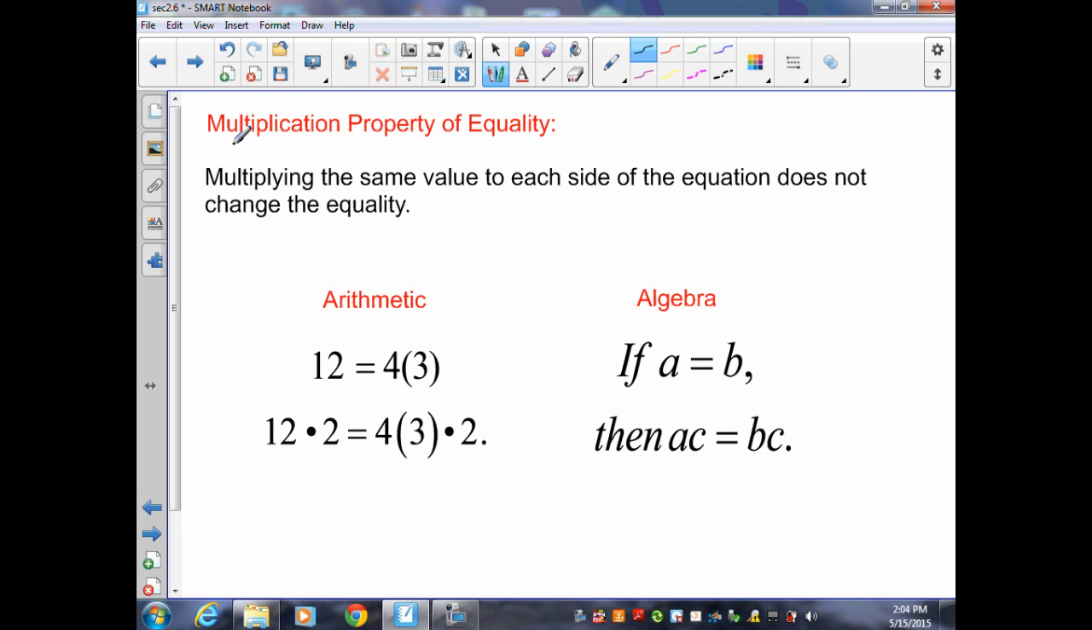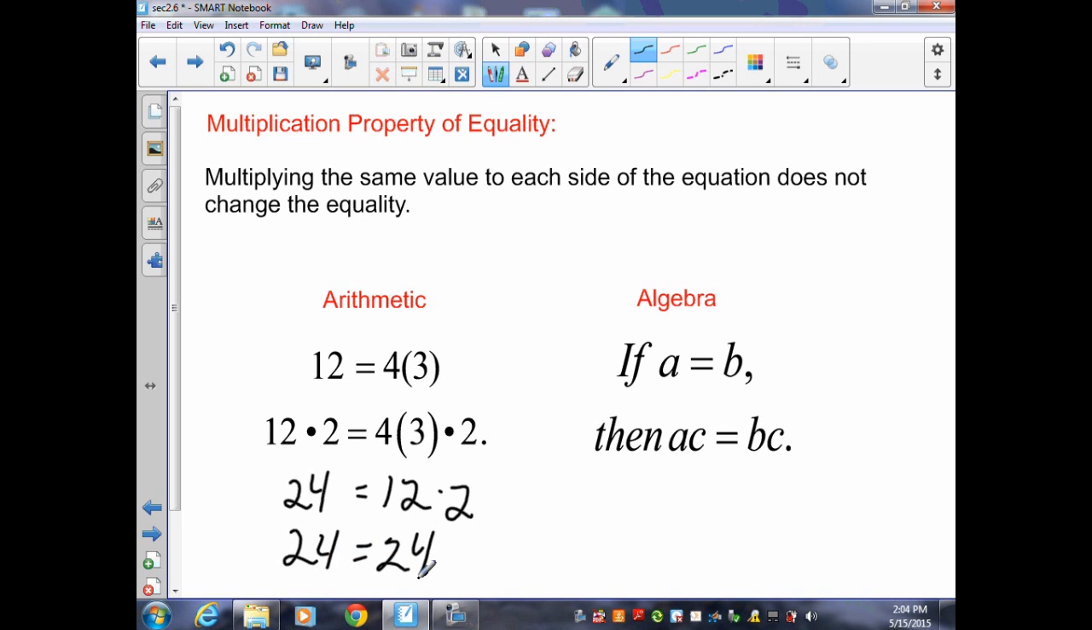Next, our rules for multiplication property of equality. That means that I can multiply the same value to each side of the equation and it does not change the equality. The arithmetic version looks like this. 12 equals 4 times 3, which is 12. And if I multiply both sides by 2, it does not change the equality. The left side still equals the right side. 12 times 2 is 24, equals 12 times 2 when I simplify, which in the end is 24.